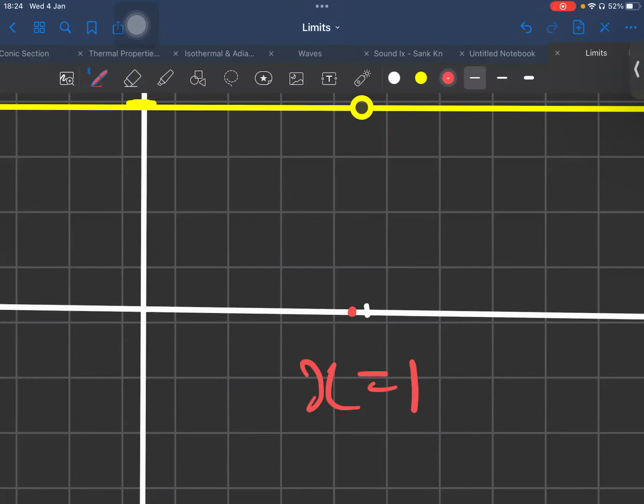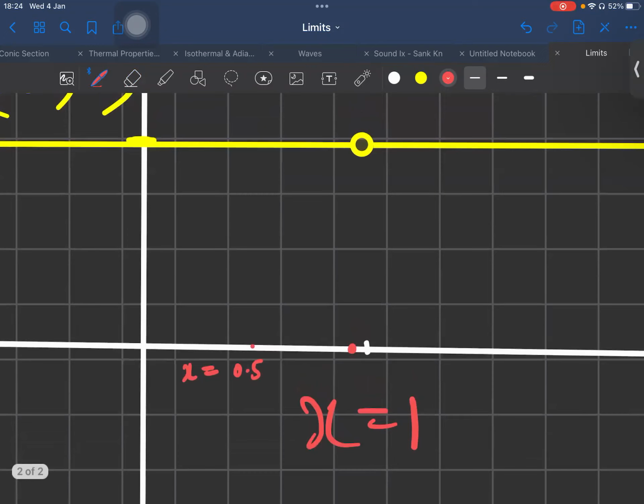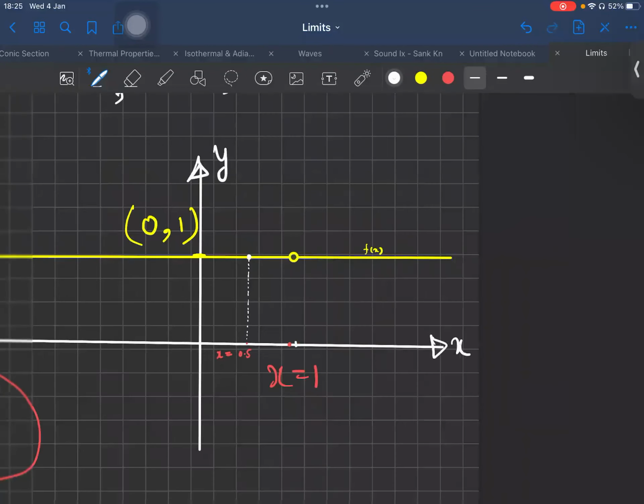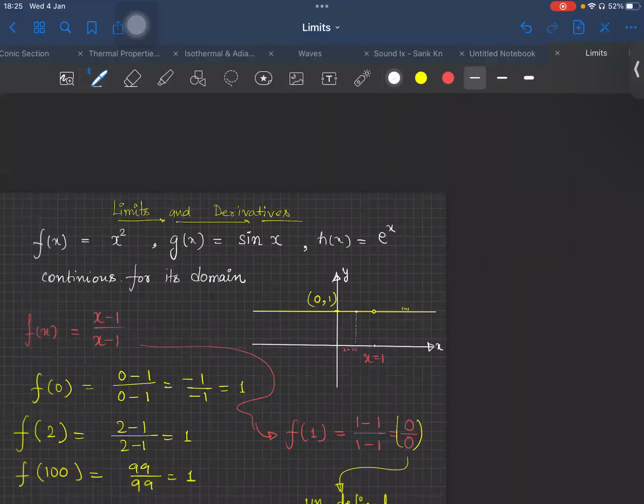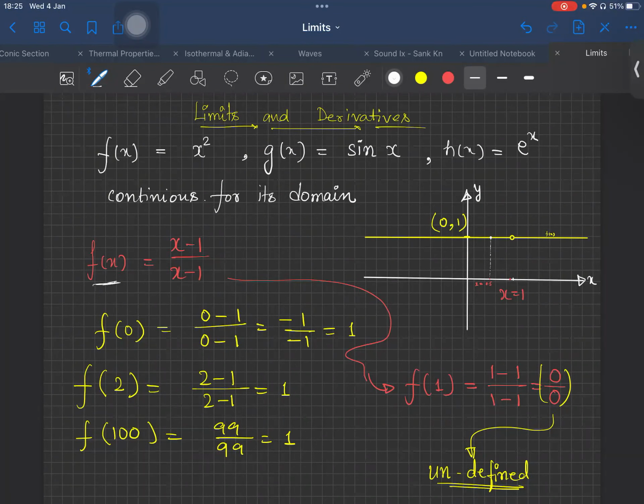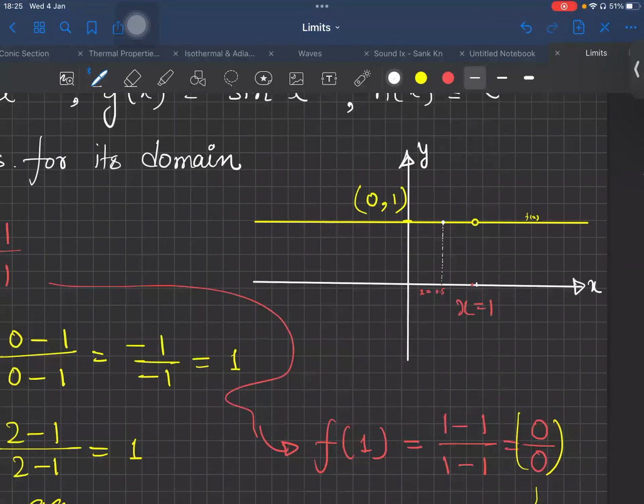Suppose there is a number, let's say x is equal to 0.5. If x is equal to 0.5, what is the value of y for this function f of x? This is 1, right? Whatever value of x you substitute here, you will always get 1. We are just trying to understand this function.